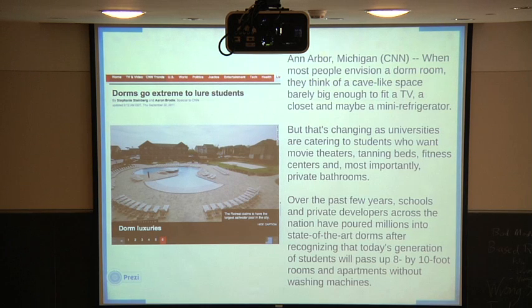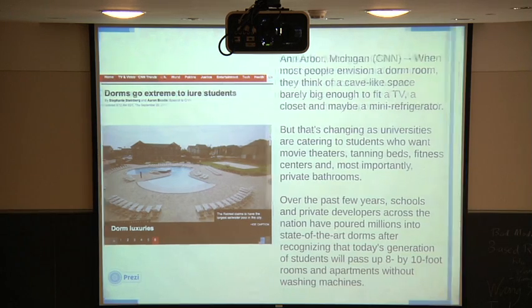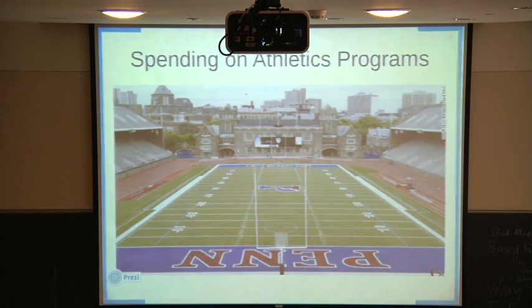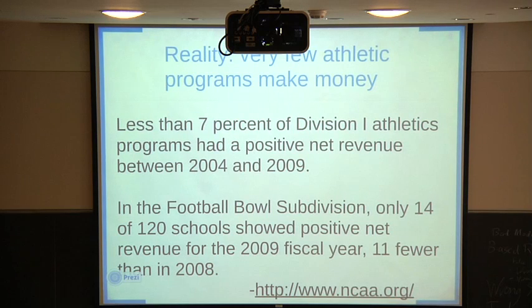You have extreme amenities. This is in Ann Arbor, Michigan. They have some luxury dorms. They're able to charge higher rent, and there's high demand from students. Unless you have, yes, a pool and washing machines, you can't attract them. And then there's also, which you encountered already in this course, spending on athletic programs, and as has been noted, the fact that only 7% of D1 programs actually make money.